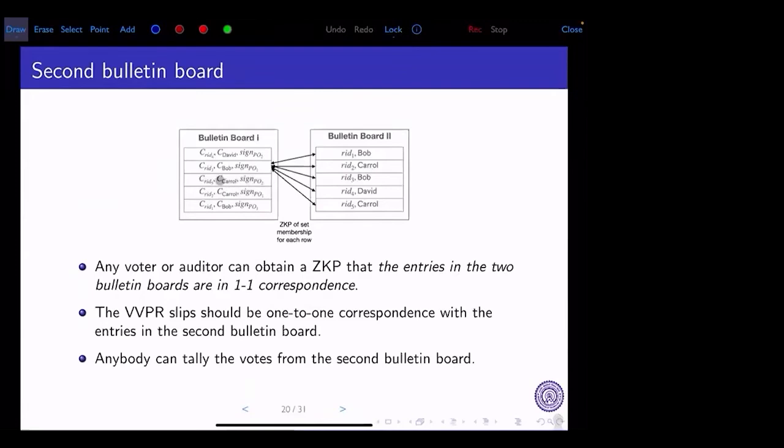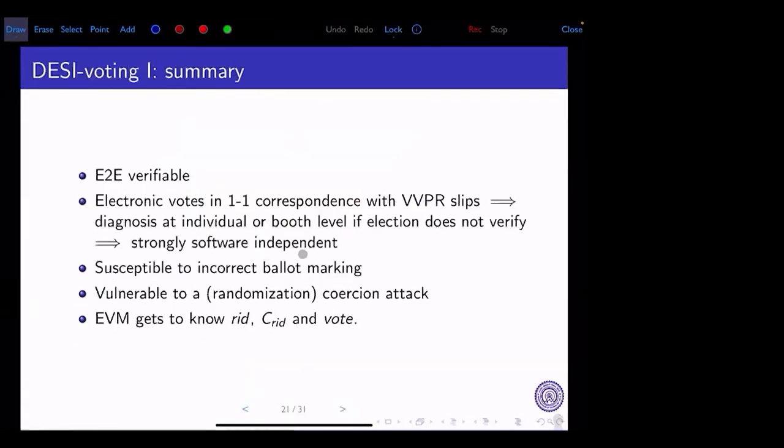And you have no other option but to do a repoll in that polling booth. But you don't have to do a repoll everywhere, right? So you know exactly which entry does not match. So you can recover from an error by doing a repoll in a localized domain. So it's strongly software independent. It is susceptible to incorrect ballot marking. So if people don't mark their ballot correctly, that becomes an invalid vote. EVM gets to know all of these, RID, CRID, and the vote, and hence can leak information. So that's a real danger.